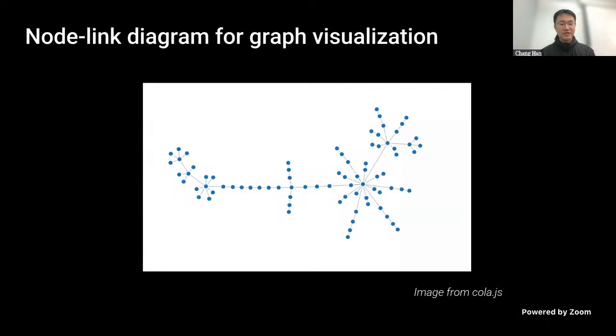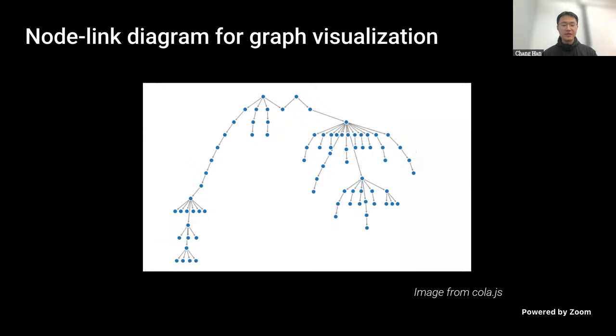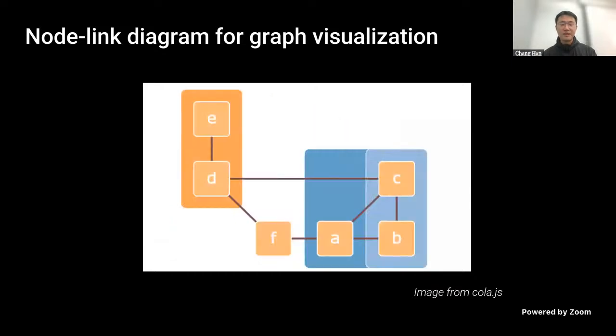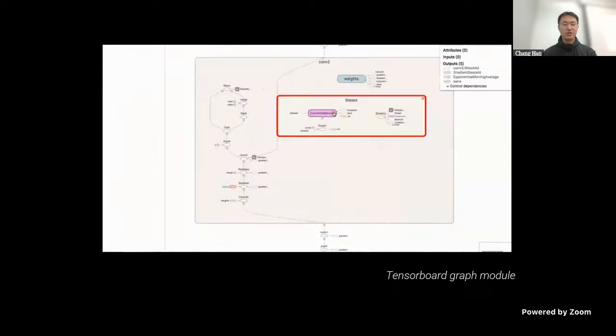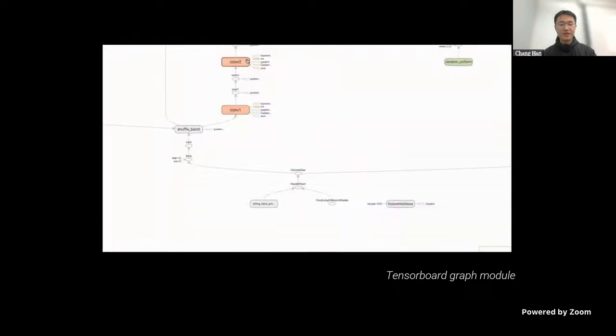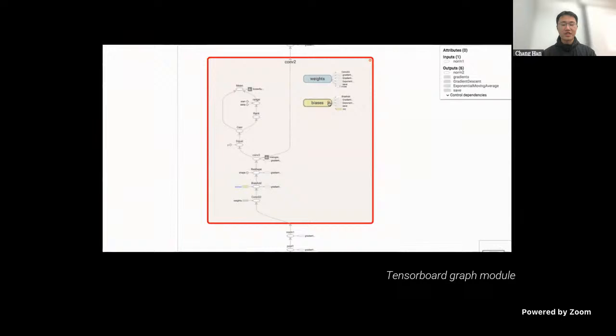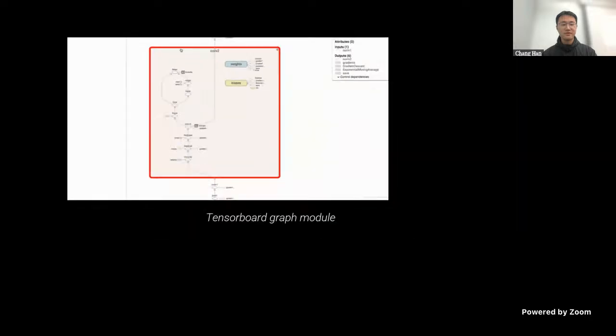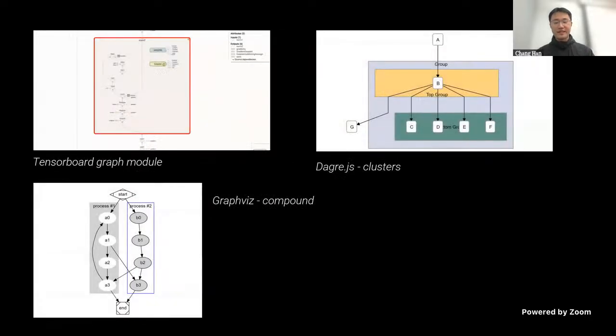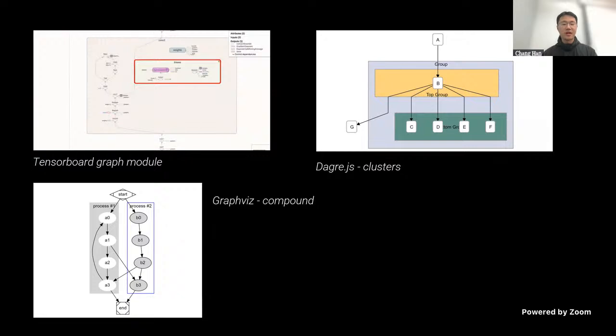Node link diagrams are a prevalent choice for visualizing graph data. The layout can be used to encode additional information. For example, using the edge direction to represent the direction of data flow, and the containment structures to represent compound graphs. An example for visualizing compound graphs is the graph module of TensorBoard. It uses an edge bundling technique to maintain stability during interaction, and a bunch of transformations to clearly show the structure. And other famous libraries like Dagre and GraphViz also support compound graphs.